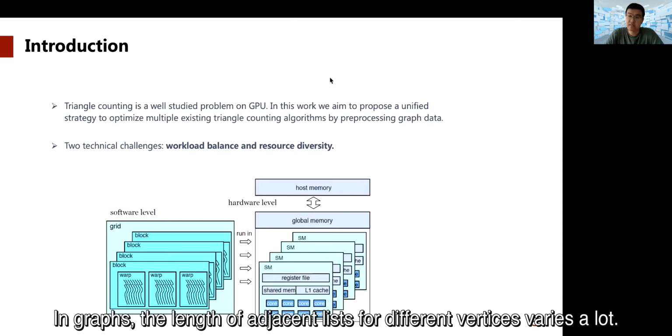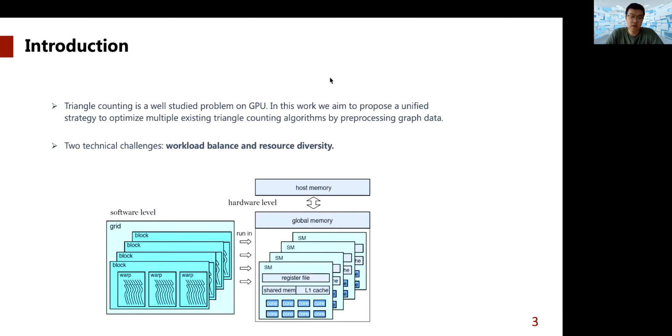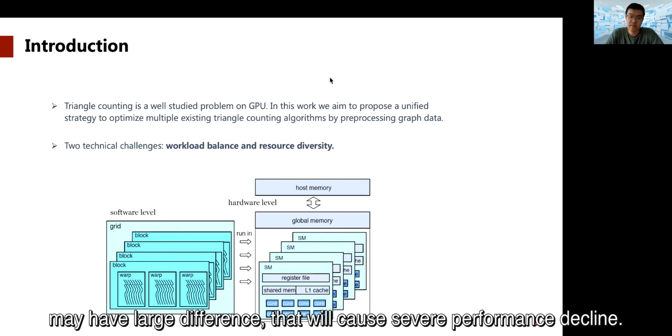In graphs, the length of adjacency lists for different vertices varies a lot. The workload of triangle counting tasks is closely related to the length of adjacency lists. Therefore, workloads of threads inside a warp may have large differences. That will cause severe performance decline.